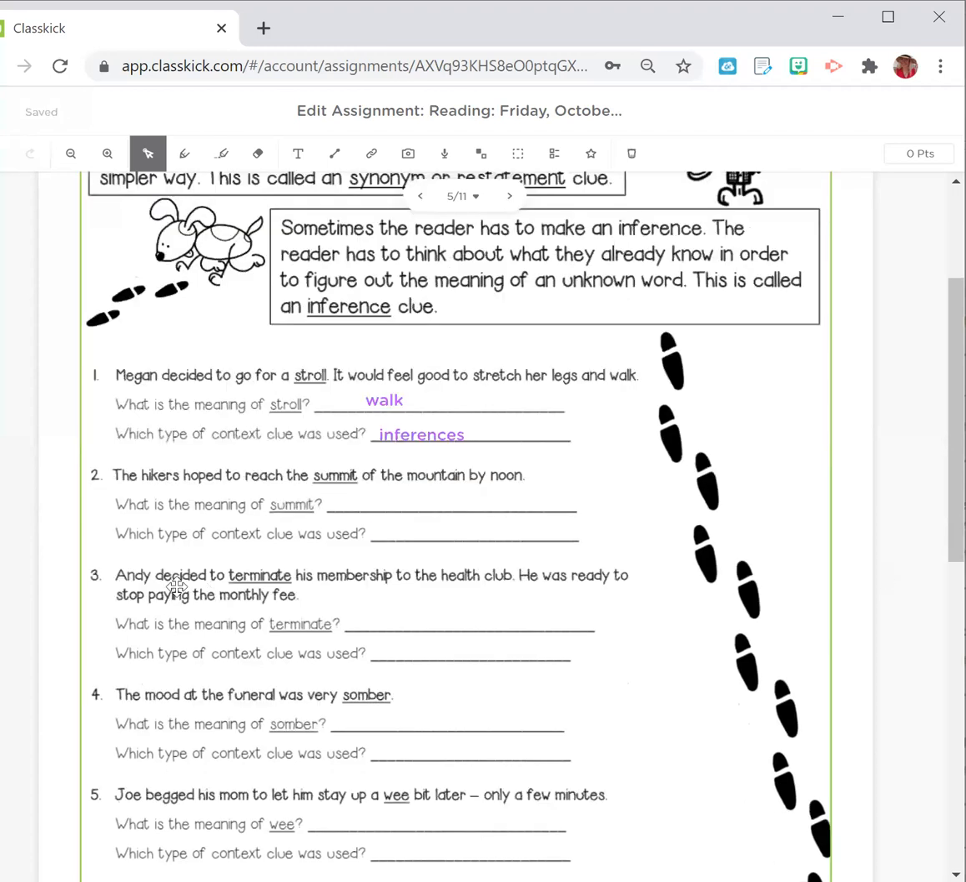Number 3. Andy decided to terminate his membership to the health club. He was ready to stop paying the monthly fee. So if he was ready to blank his membership and he wanted to stop paying the monthly fee, that means that he wanted to stop his membership. We can use inferences if they wanted to stop something. Terminate must mean stop.